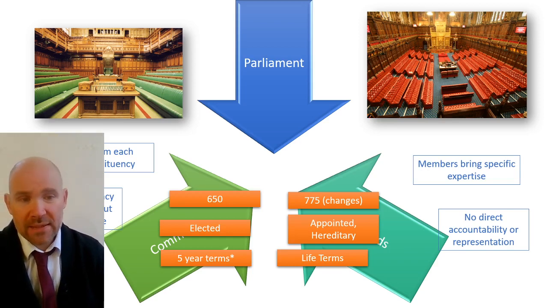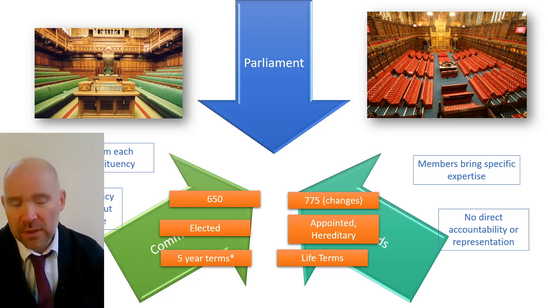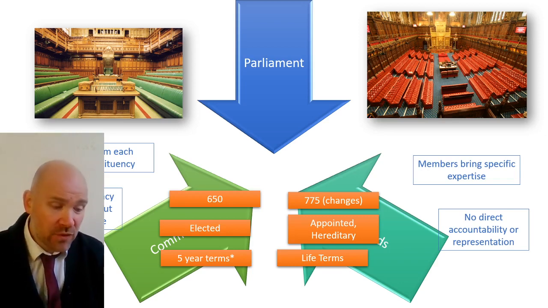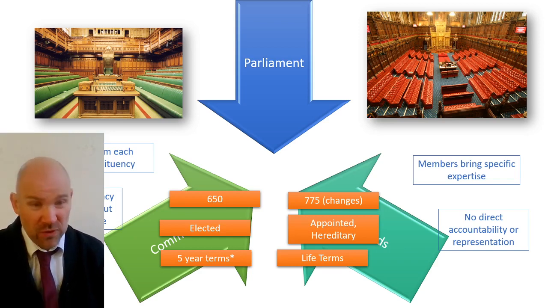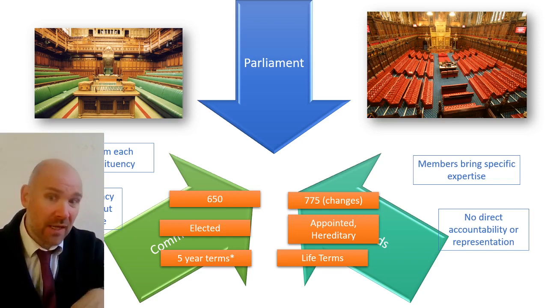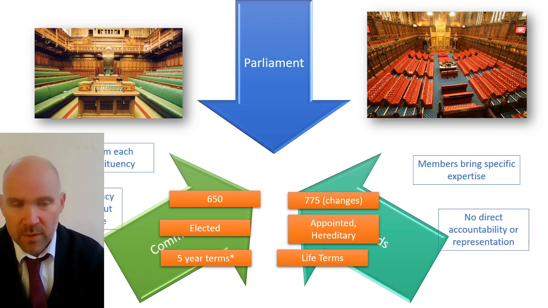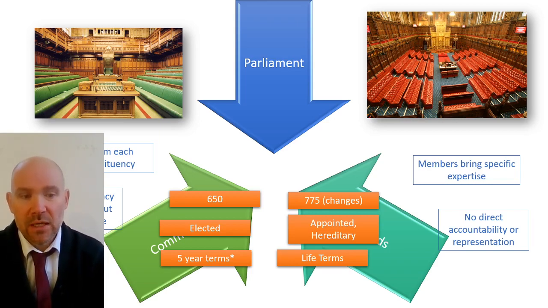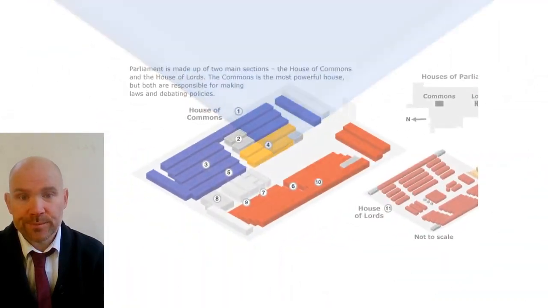There is no direct accountability or representation in the House of Lords, meaning you cannot remove a member of the House of Lords, like you and me as the people. We cannot. There are methods to remove them if they break the law, but if you just don't like them, there's nothing you can do. Whereas if you don't like your MP and you live in their constituency, then you can vote them out if enough of the constituency wants to do so.